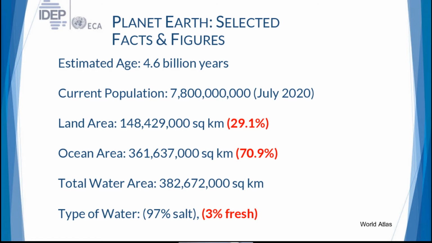The land area is about 29% of the Earth, meaning that the majority of the area are oceans. 70% of the Earth is oceans. One thing very important is to understand that fresh water, on which we are relying for our existence, is only 3%. We only have 3% water resources.